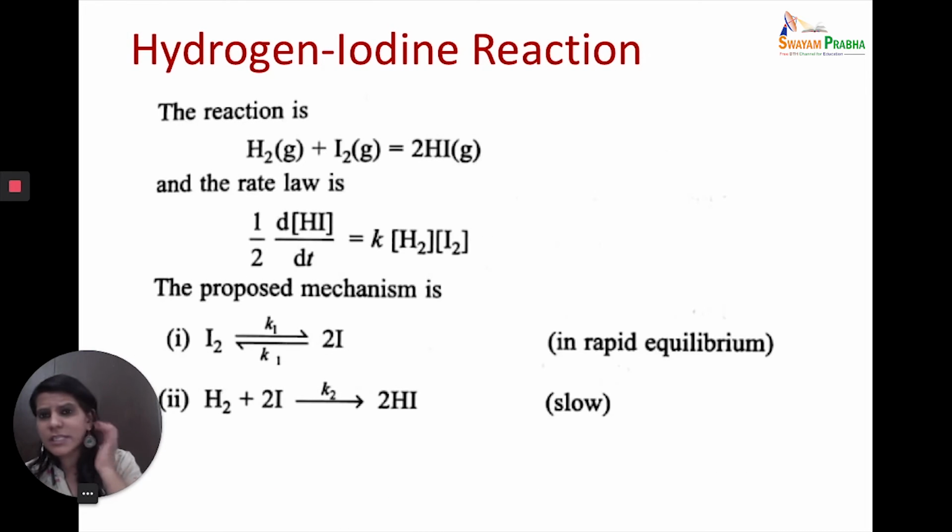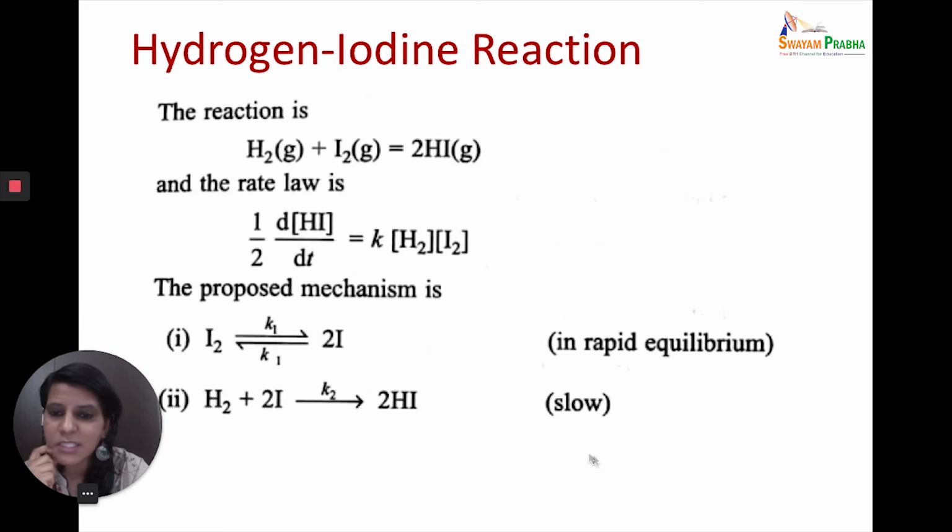Let's look at another example, the hydrogen iodine reaction. The reaction is H2 gas plus I2 gas gives you 2HI gas, and the rate law for this is the experimental rate law. So what do we do? I propose a mechanism. I2 in equilibrium with 2I, with rate constants K1 and K minus 1. Sorry, the minus sign is not very visible here. Second step, H2 plus 2I with the rate constant K2 gives you 2HI.